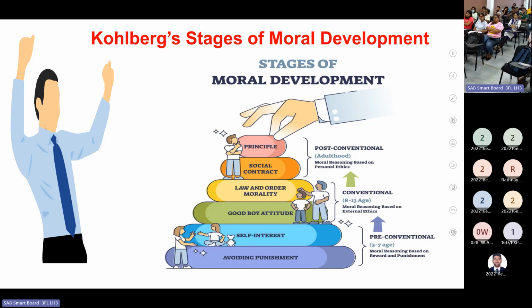And the last one is post-conventional, or adulthood. What we are doing, we are following the principles. We have the social contract, so that is why we are following the professional code. As a professional, what we need to do? We need to follow the principles. It is already given, so we need to follow accordingly, right?